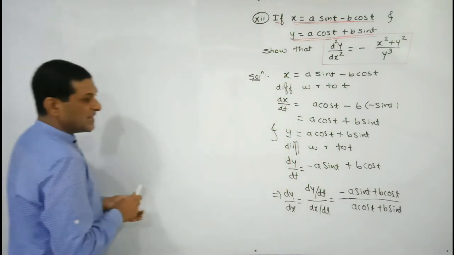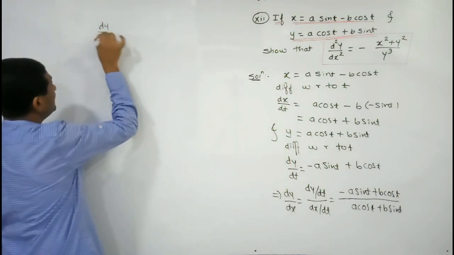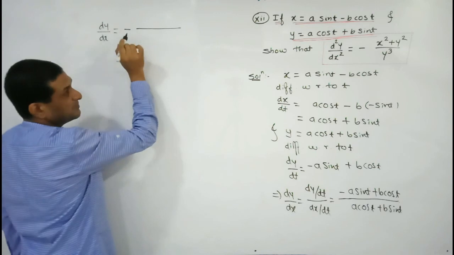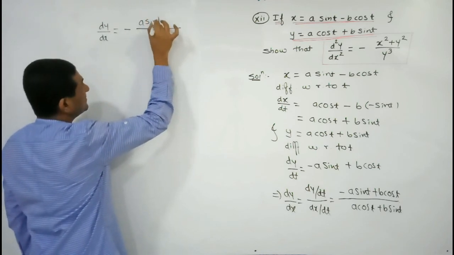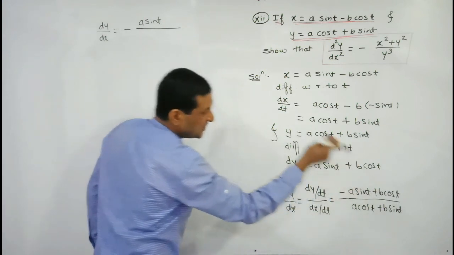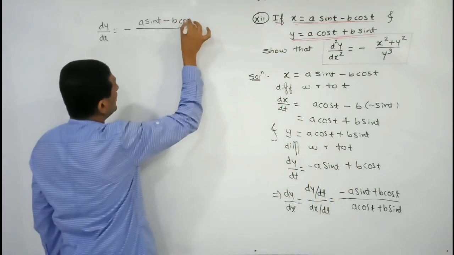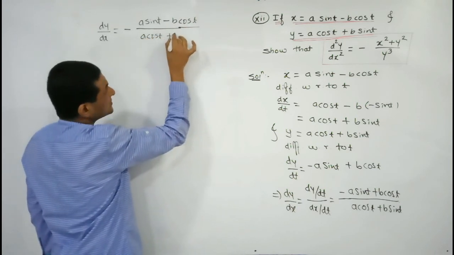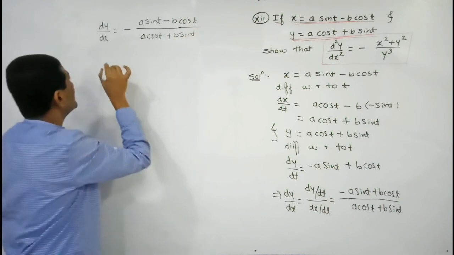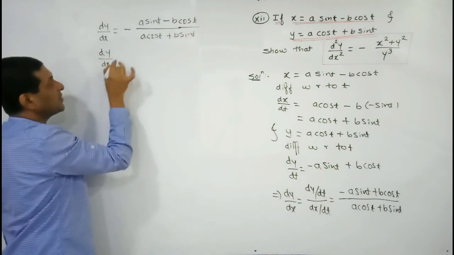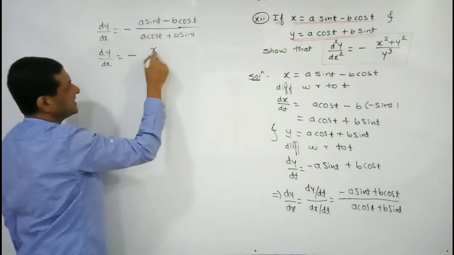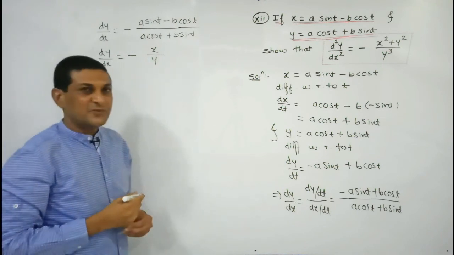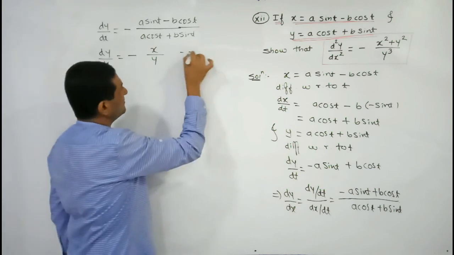Y. Now simply we are taking minus common from the numerator, so dy upon dx will be equal to, minus a sin t will become plus a sin t, and plus b cos t will become minus b cos t. In the denominator, a cos t plus b sin t, keep it as it is. So dy upon dx will be equal to minus, this numerator can be replaced by x and this denominator can be replaced by y. So minus x upon y will be our first order derivative. Let us denote it by equation number first.